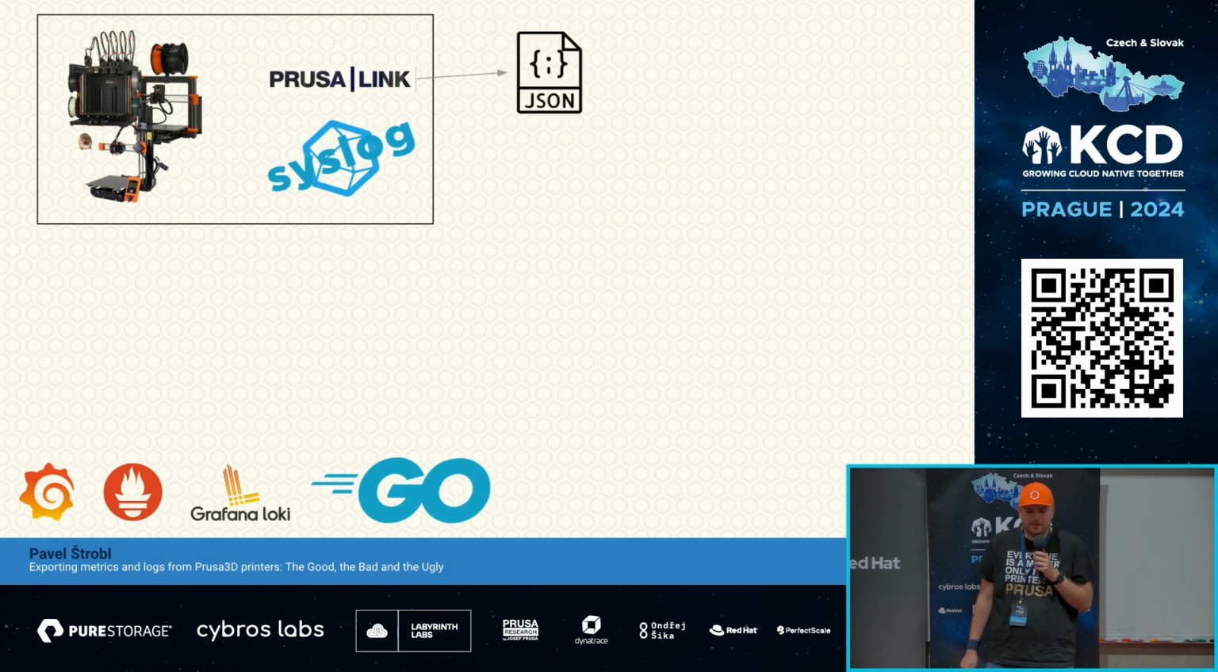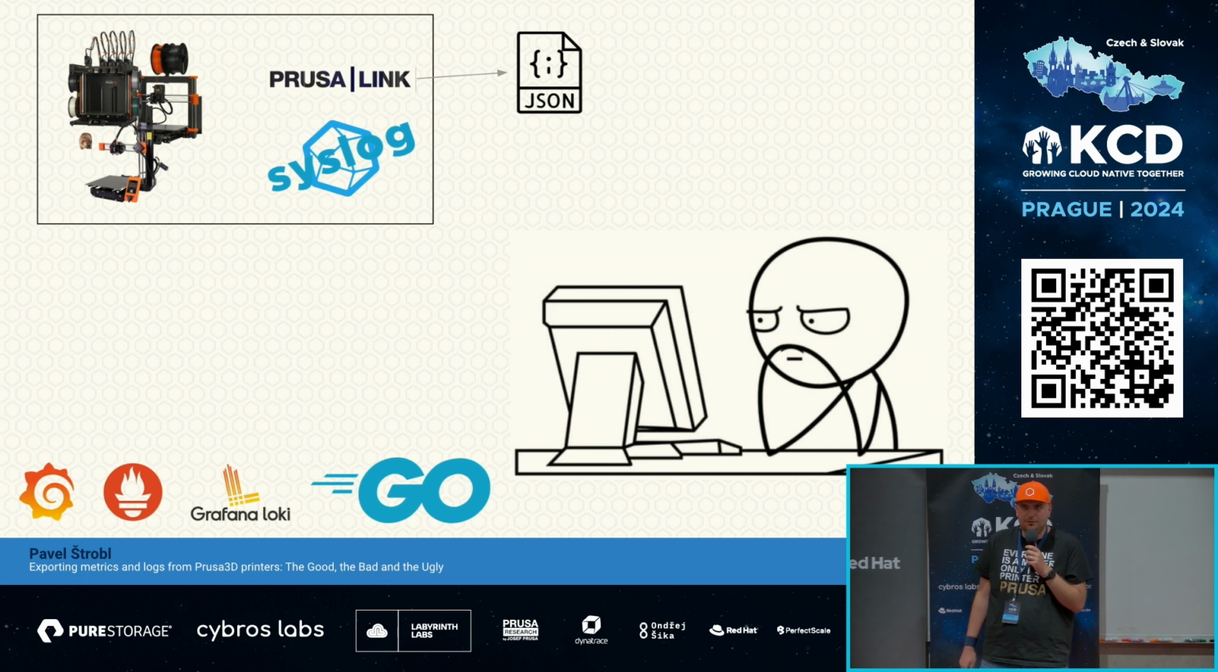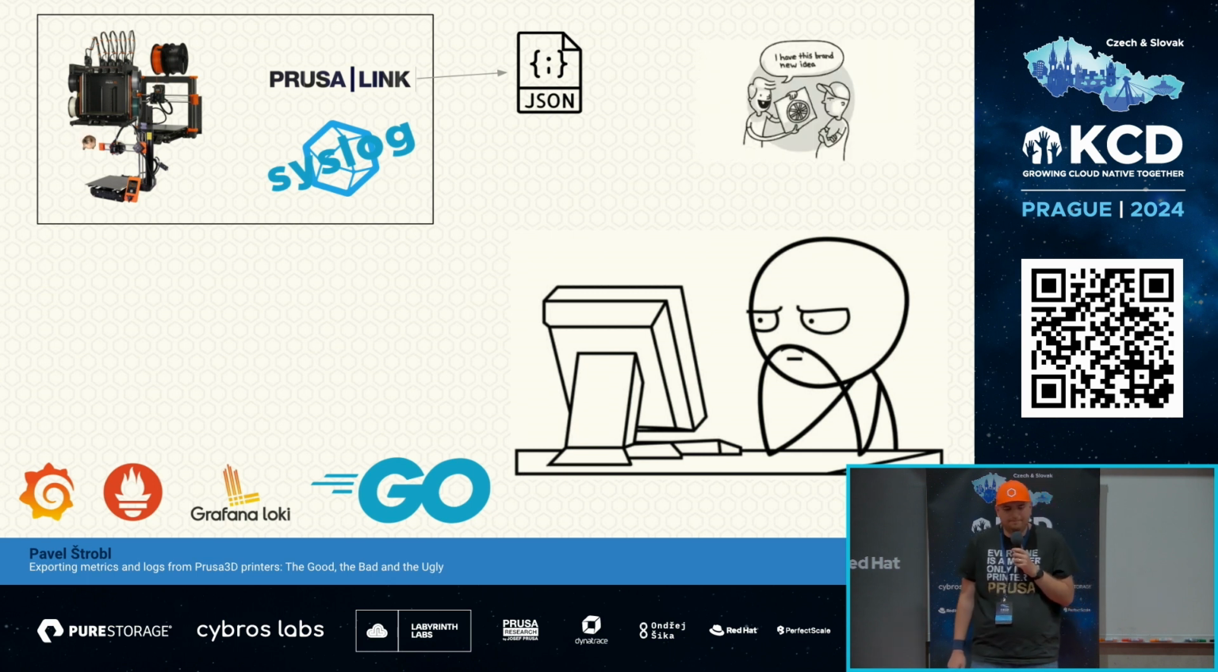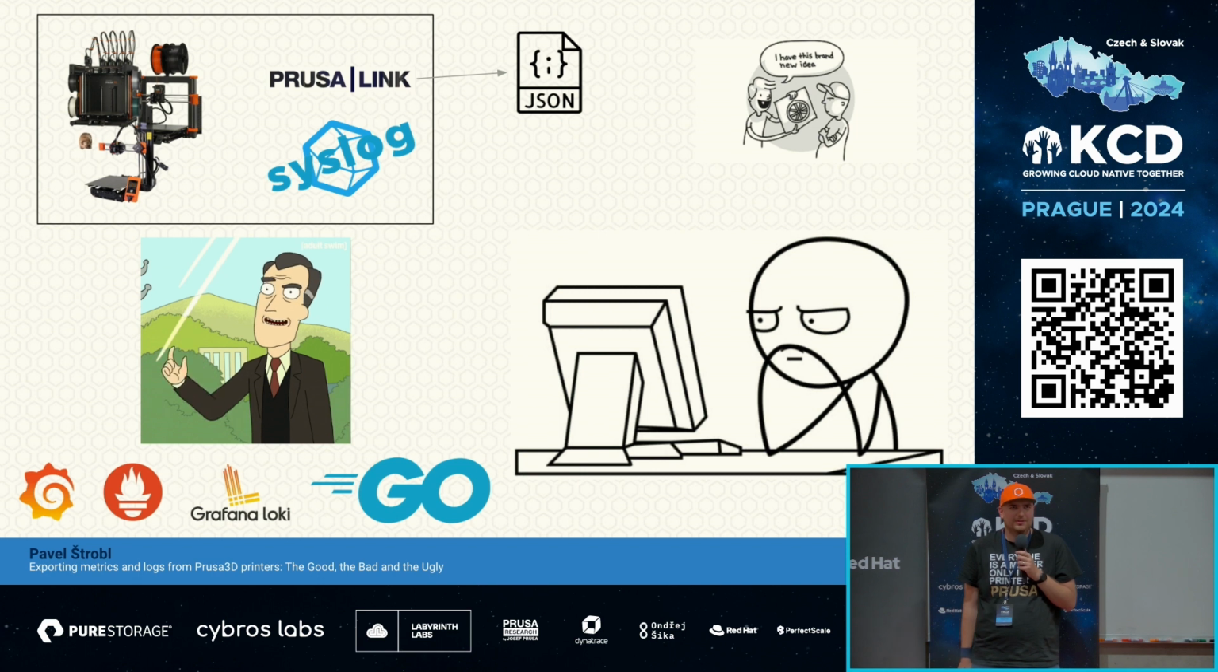I was thinking, but that was not a good idea because I just decided to reinvent the wheel. If you are familiar with the Prometheus ecosystem, you know there is something called JSON exporter that basically does what I did. So I just recreated JSON exporter from scratch, and yes, it works.